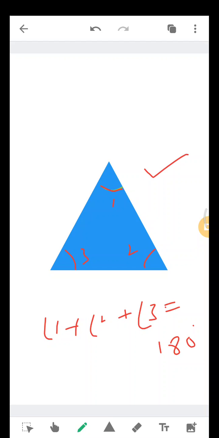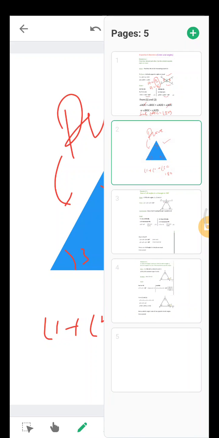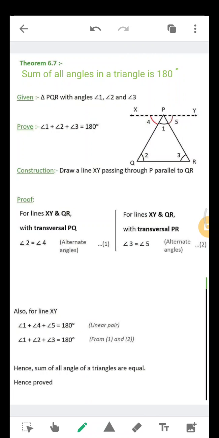Now today we are going to prove this theorem. Okay, we have to prove that the sum of the angles of a triangle is 180 degrees. Let's continue with that proof. So here is the theorem which we have to prove. Sum of all angles in a triangle is 180.